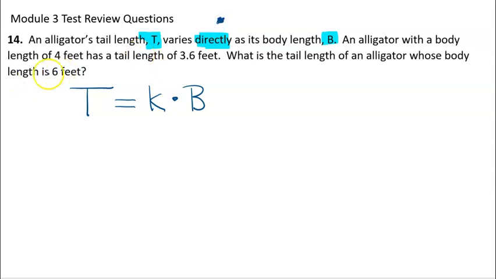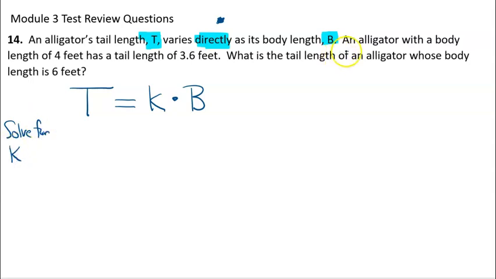The T goes on the other side. It says varies, so you put the K with the B. This is called the constant of variation right here. Your next step is to figure out what K is. So solve for K. That's the next step. Okay, how do you do that? Well, they give you information to do that.